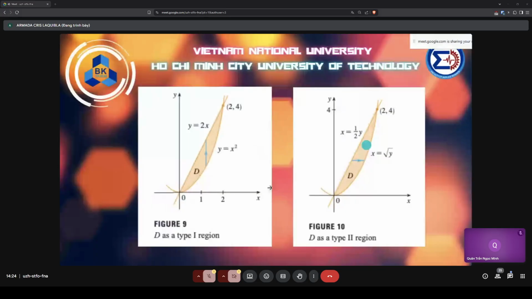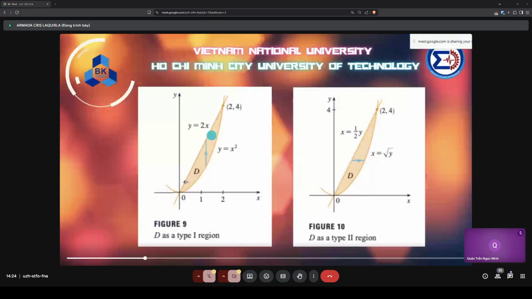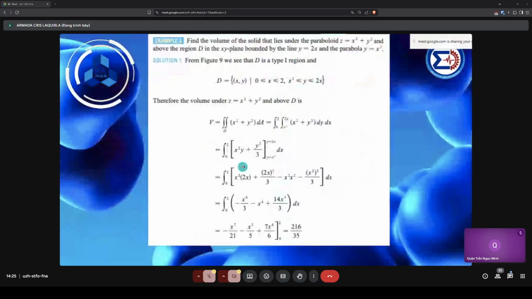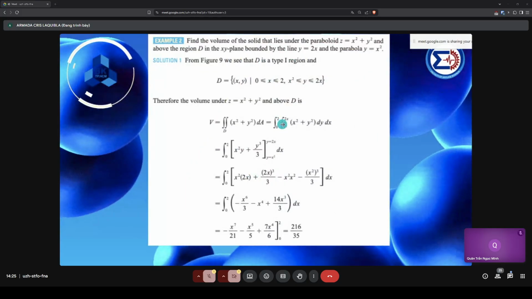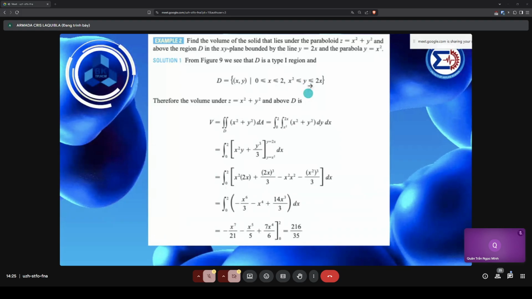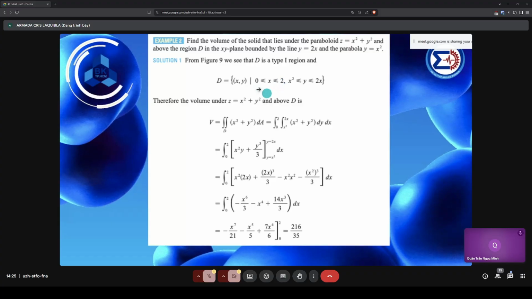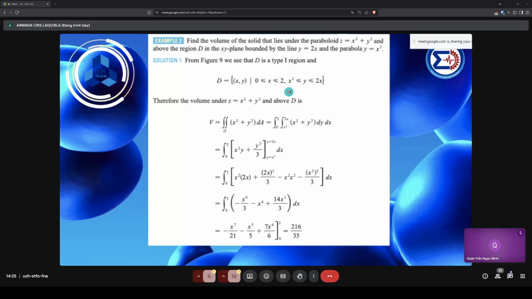It's a line, so it's there. It's located in the upper part, and your y equals x squared is here in the lower part. So this one is the lower boundary now. Okay, x squared is here, and then 2x is larger in your interval from 0 to 2.